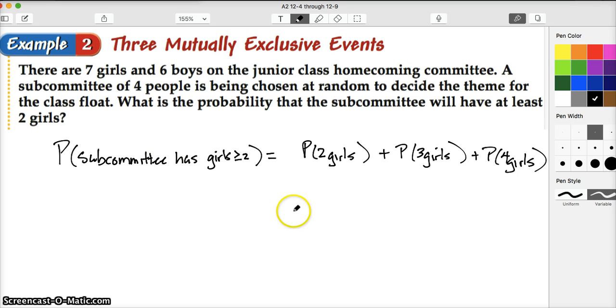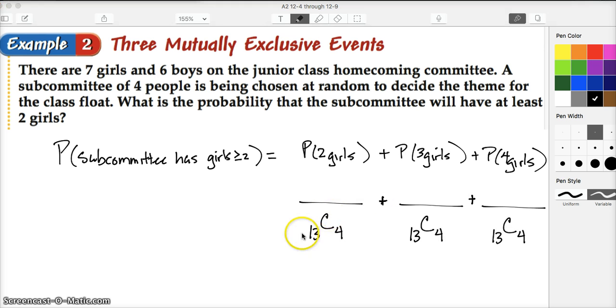To figure out the probability of 2 girls on the subcommittee, we're going to use combinations. The total possible number of things that can happen would definitely be 13, since there are 13 students altogether. 13 choose 4. And that's going to be the denominator for each of these. Let me write that down. So this is the denominator for all of these probabilities, now we need to consider what the numerators are.